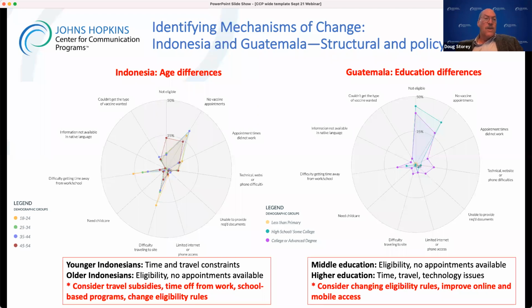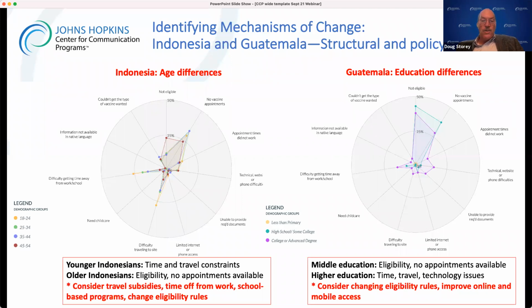So in a case like this, we might try to think strategically and consider ways that we can address these barriers. Perhaps providing travel subsidies for some audiences might be an option, or creating policies that allow time off from work, or creating policies that enable school-based vaccination programs, or perhaps even changing eligibility rules. These might be solutions to addressing these structural and policy barriers.